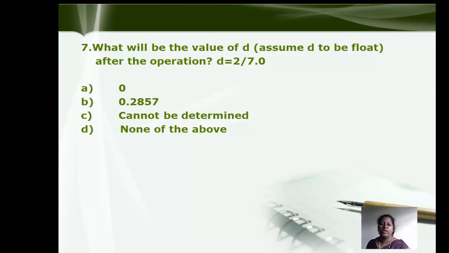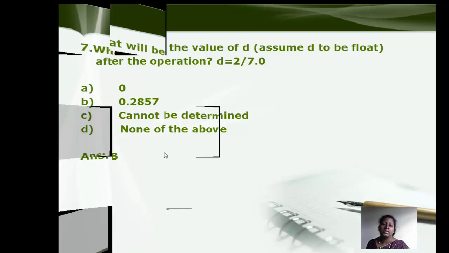What will be the value of D? Assume D to be float. After the operation, D is equal to 2 divided by 7.0. The options are option A 0, option B 0.2857, option C cannot be determined, option D none. So let's now look at the answer. It's option B, 0.2857 will be the value of D, since D is declared to be a floating point data type.